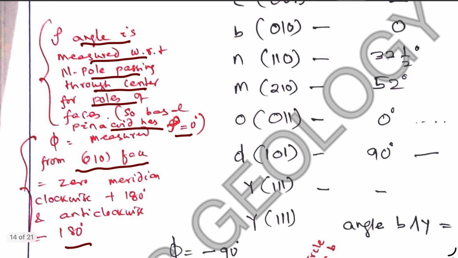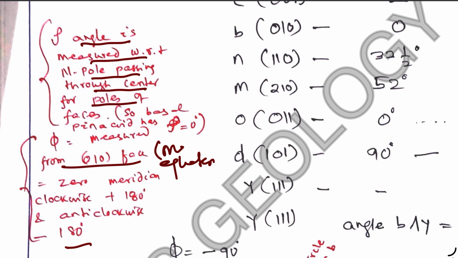So rho angle is measured with respect to the north pole passing through the center for the poles of faces. So basal pinacoid has rho 0. Phi is measured from the 0, 1, 0 face in the equatorial plane. This angle is measured on the equatorial plane, as it is measured for the longitudes on the equatorial plane.